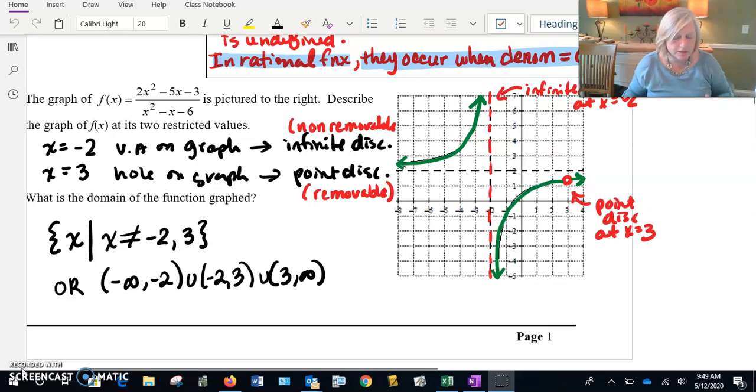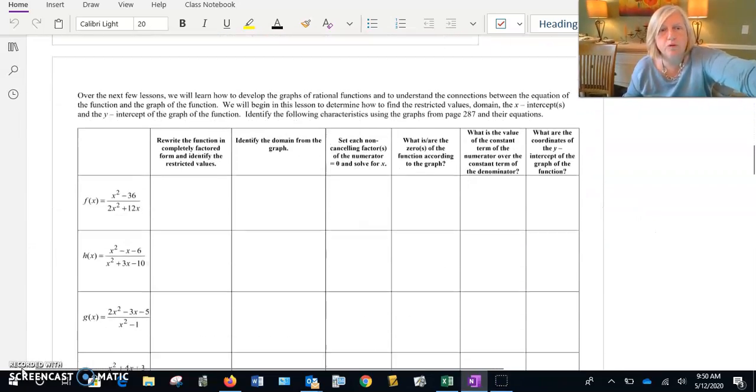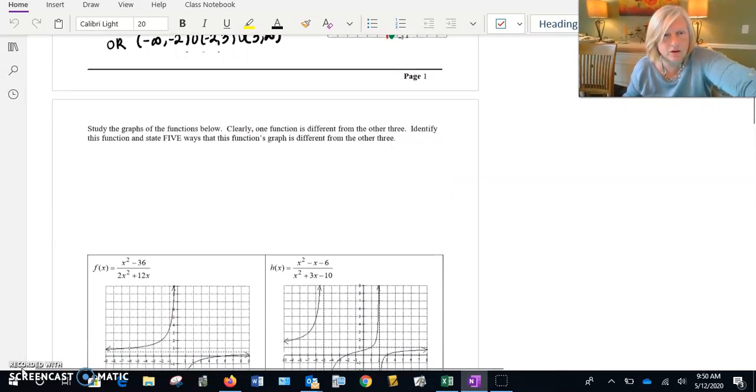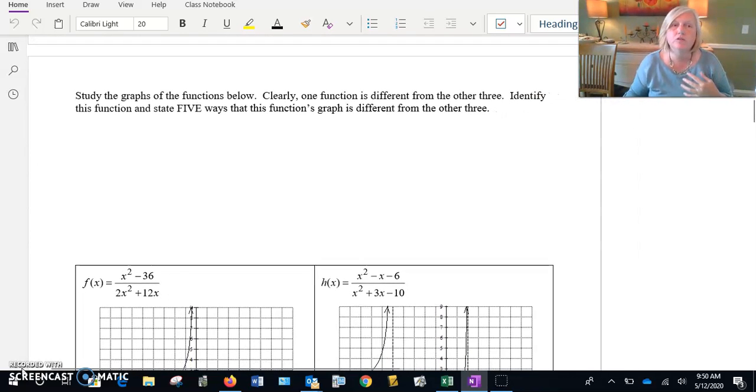All right, so the next thing that we're going to do is I have given you 4 graphs below. In the 4 graphs that are below, one function is different from the other 3. I would like you to identify which function is different, and then I want you to state 5 ways that this function is different from the other 3. I'm going to ask that in the Edpuzzle, and then we will come back and discuss.